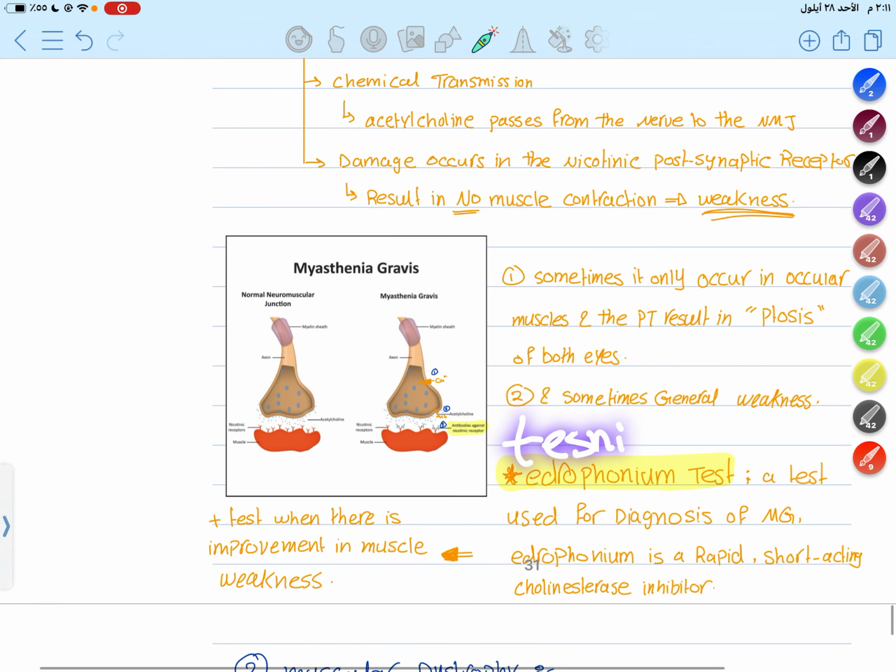Other investigation is EMG. We see normal EMG, while in myasthenia there could be good contraction at first, and gradually this will be reduced.